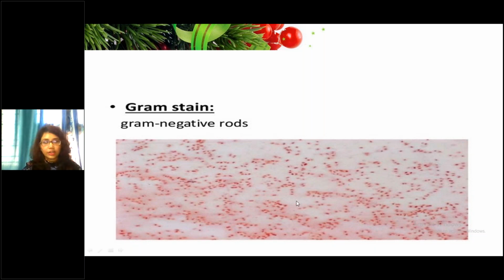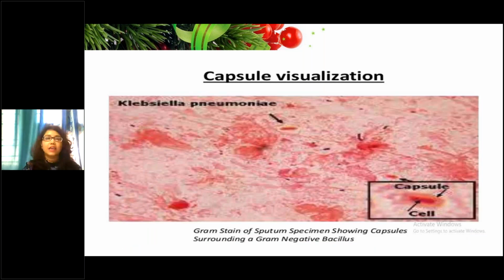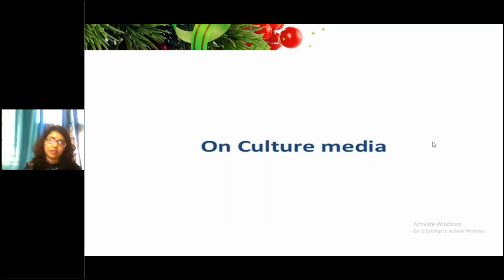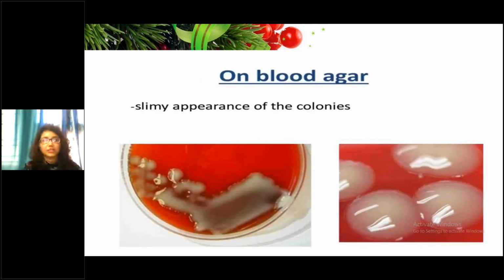So these are gram negative rods, and these will be very small actually, maximum 1 to 2 micron in size. And you can see that the capsule does not stain under the gram stain, so you can see that an empty space is there. If you look very closely, you can see that this is the polysaccharide capsule, so it is not stained by the gram stain. On culture media, as you might remember, these appear very mucoid.